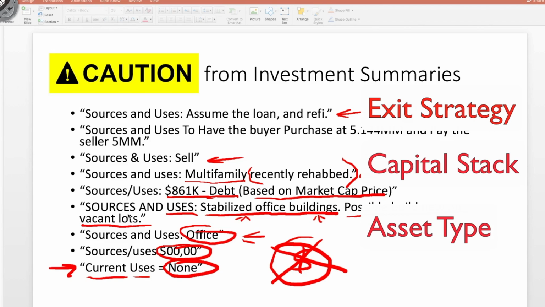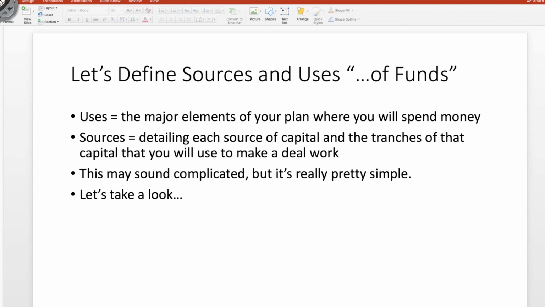Now, this module is intended to help you avoid potentially costly mistakes, to improve your chances of getting funded, and to make you a more sophisticated critic of other investment ideas. Let's first begin by defining what we mean by sources and what we mean by uses. Both are pretty simple, but to be clear about what we mean, we want to add the words of funds to the end of both, right here. So sources of funds and uses of funds.